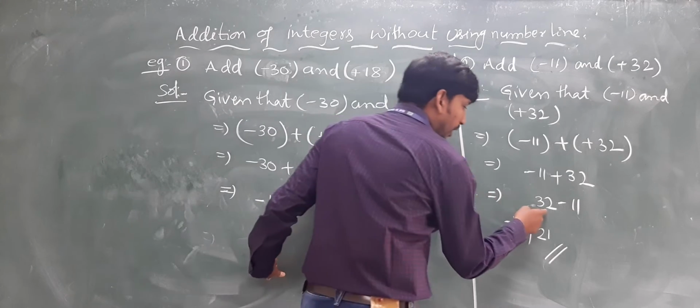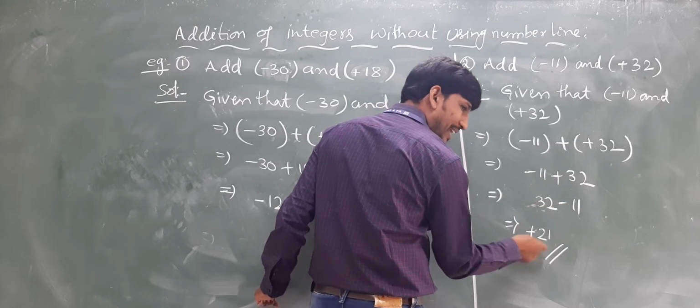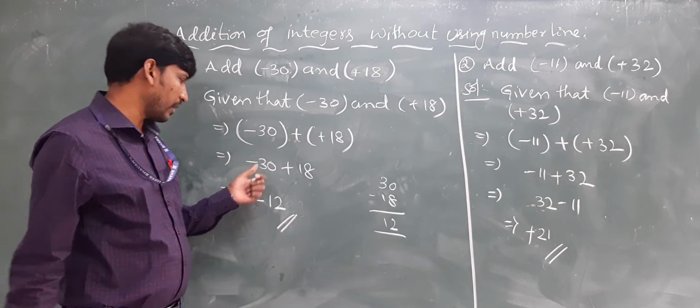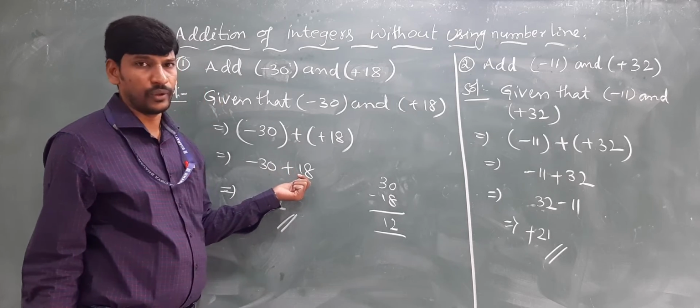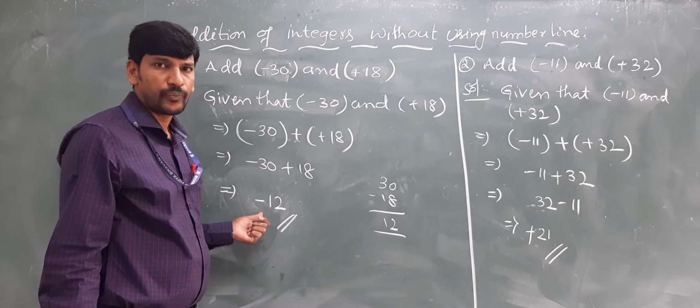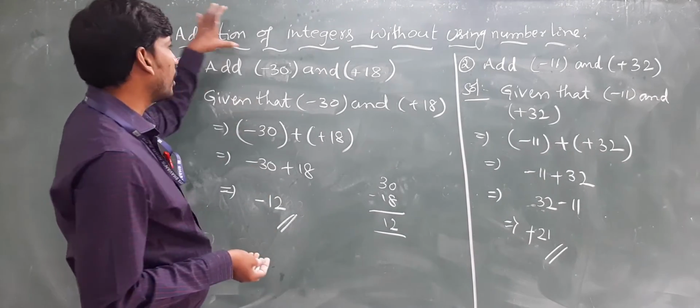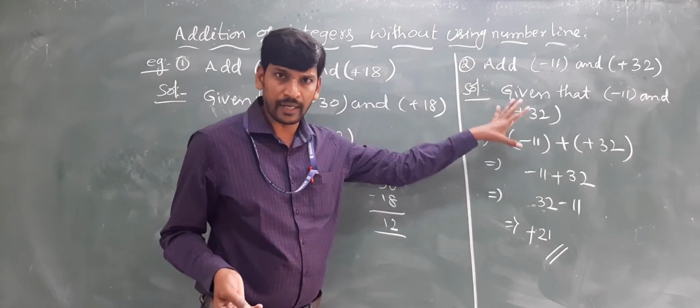See, big value minus small value. Big value has plus sign, that's why the answer will be plus only. Here also same thing, big value minus small value. So big value has negative sign, that's why we got negative. I hope you understood what we discussed today, addition of integers without using number line.